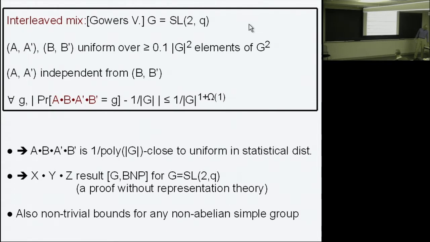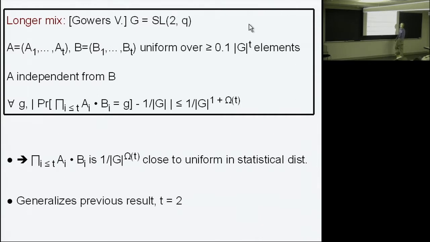And this thing also scales the way that you would like. So I just want to mention that if you have t tuples of A and t tuples of B, and you do this t-wise interleaved product, so A1, B1, A2, B2, A3, B3, and so on, then again you get mixing, and the error probability is going to be exponentially small in t, as you would like. The generalization of the previous result. Is there any question about the statements?